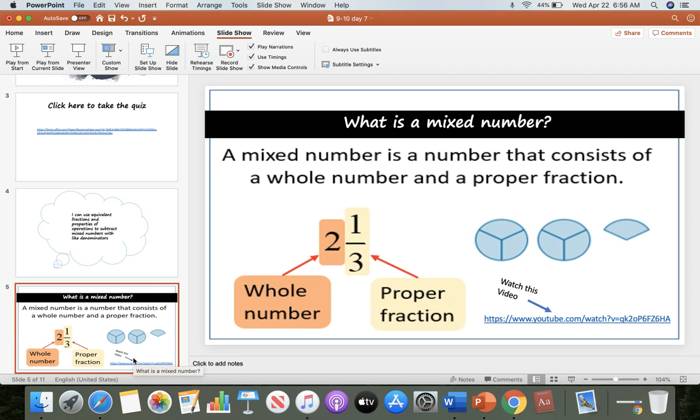All right, and here's that lovely anchor chart that we've been looking at so many times. What is a mixed number? And don't forget, a mixed number is a combination of a whole number and a proper fraction together. You can always click this YouTube link right here, and that will bring you to the what is a mixed number anchor chart. It says watch this video, so go ahead and watch that video. It's important to watch the videos within all of the PowerPoints.